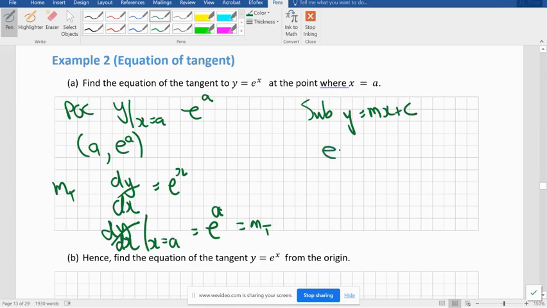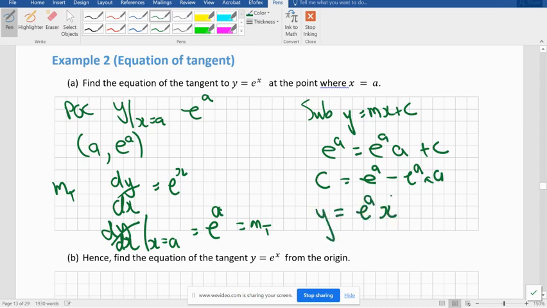I'm just going to sub my points in. So I've got e to the a is the y value. The slope is actually also e to the a. The x value was a, and we need to find c. So c is going to equal e to the a, take away e to the a times a. So it's a bit of a mouthful there, but our equation will just be slope of the tangent times x, and then we'll just have plus e to the a, take e to the a times a.